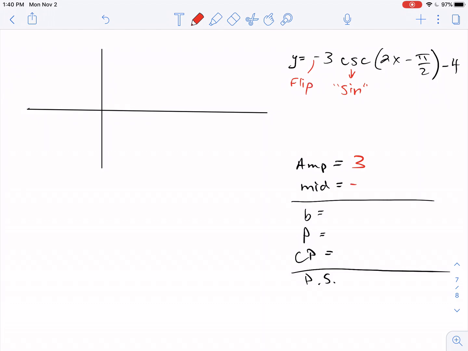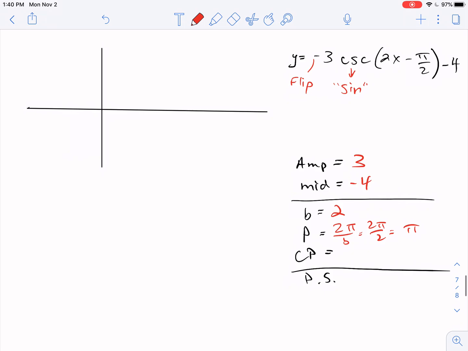The midline will be going down 4. The b value is the 2 sitting right in front of x. And then the period, again, we return to the 2 pi rule, so 2 pi divided by b. So 2 pi divided by 2 is pi. And then the critical points, again, are the period divided by 4. So remember, we use the sine, cosine rules for these. So the period is pi, and we go pi over 4, so that's how far we space them.